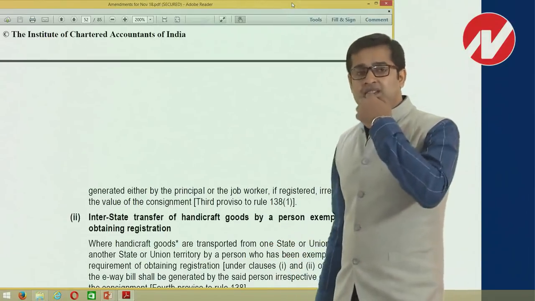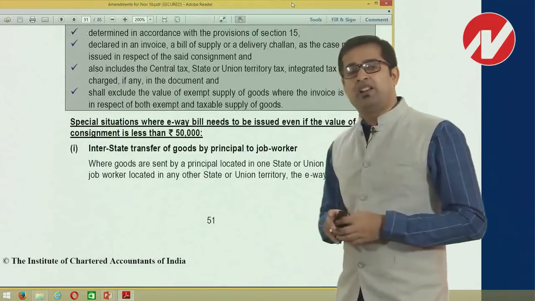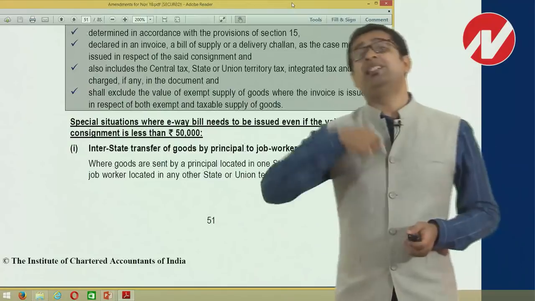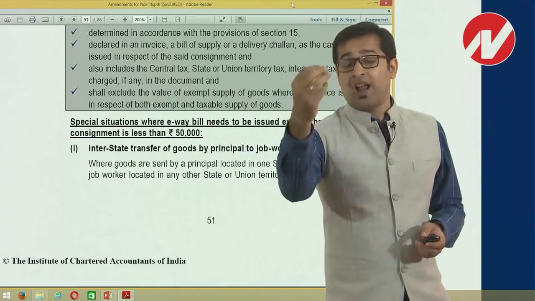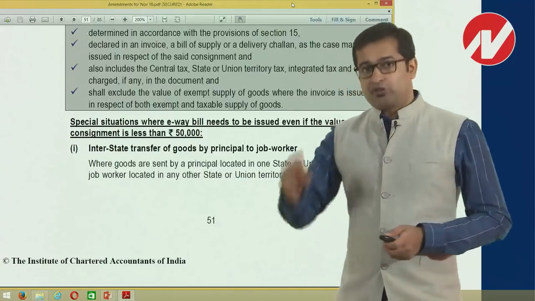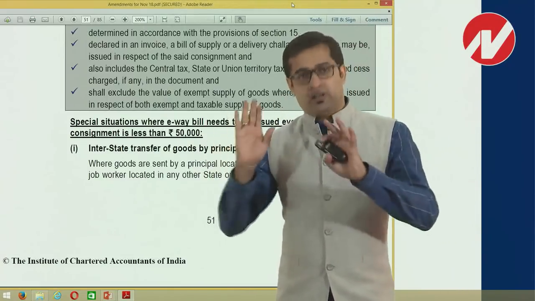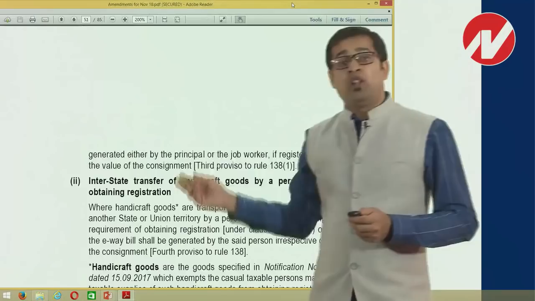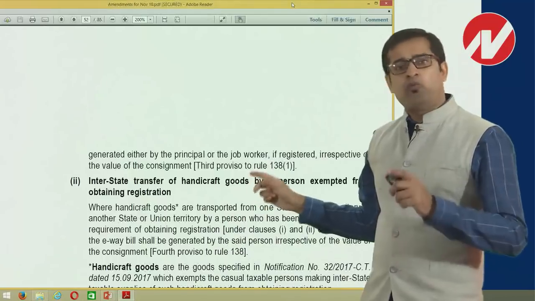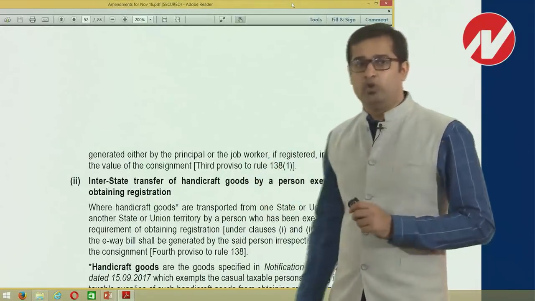When I say interstate transfer of goods for the purpose of job work, that is understandable, because here we are sending goods to a job worker, not as a supply, rather we are sending it for processing. So since it is not an interstate supply, obviously the e-way bill is stated to be compulsory. But here the second point is very relevant. It says interstate transfer of handicraft goods.